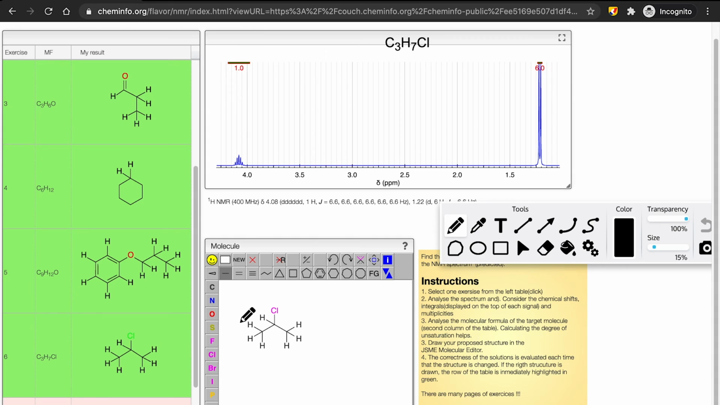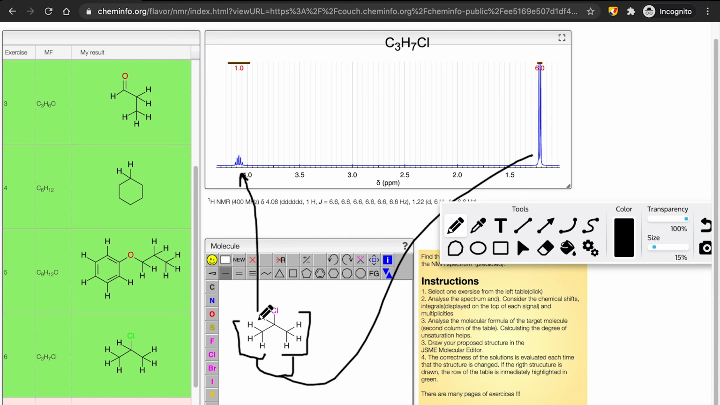So let's start with the simple ones, these 3 here. If you didn't want to analyze the splitting pattern first, you can just decipher the structure from the integration. An integration of 1 means there's 1 hydrogen, so it's probably this hydrogen right here. And conversely, these have an integration of 6, so it's probably these 6 on the adjacent carbons.